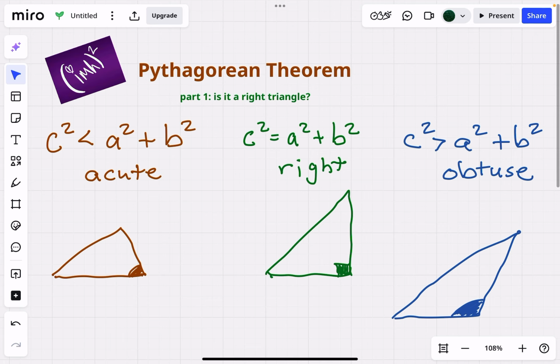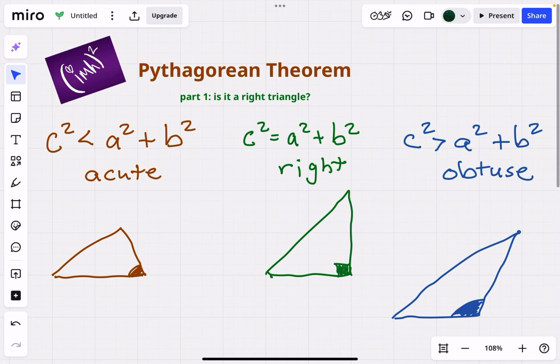This is the first video in a 4-part series all about the Pythagorean Theorem. This first part is going to be deciding, is this a right triangle that we're looking at if we're given 3 side lengths? So the first thing that I want to ask you is, did you know that when you look at the Pythagorean Theorem, you get a lot more information than just right triangles? If you have the 3 side lengths, and you can simplify it down, then you'd actually know if you're looking at a right triangle, obtuse, or acute.